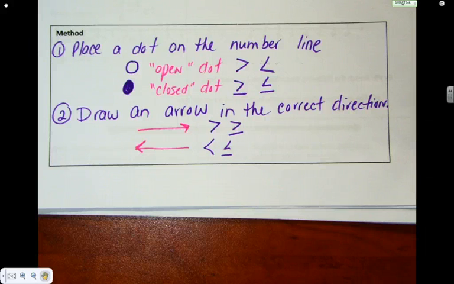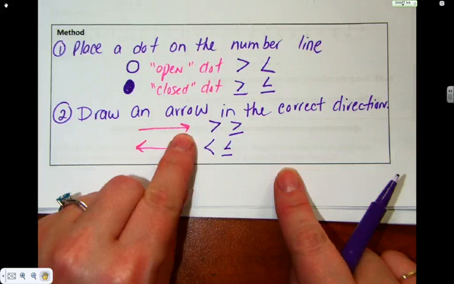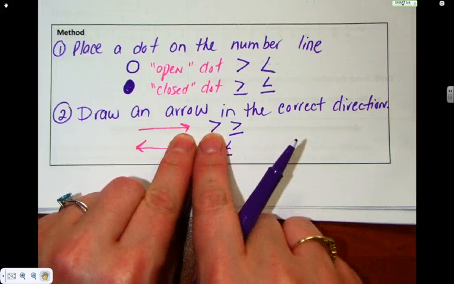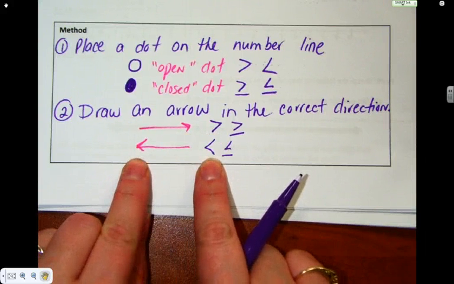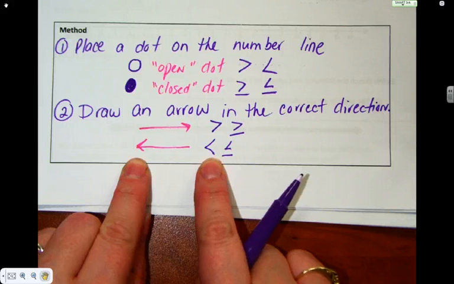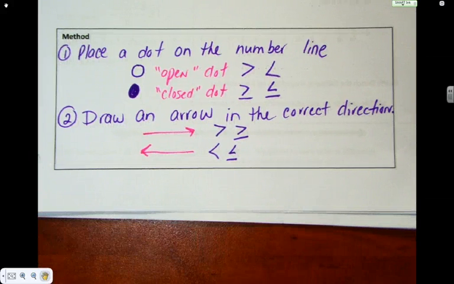Where are my visual people? So take a look at this little trick. Look at the arrowhead and look at the greater than symbol. What do you see? They're the same. Look at the less than, look at the arrowhead. What do you see? They're the same. So you can actually know the direction by just looking at which way the symbol points.